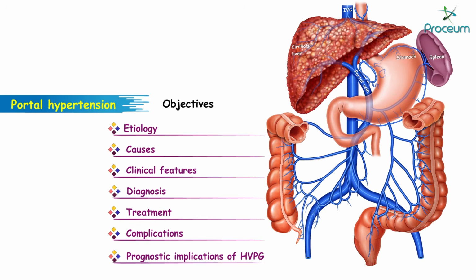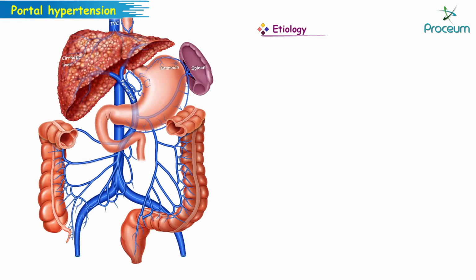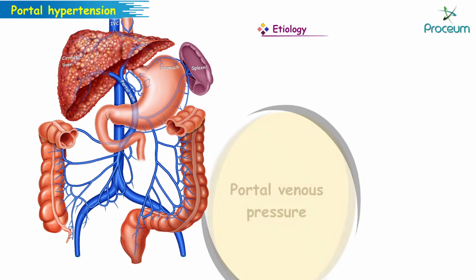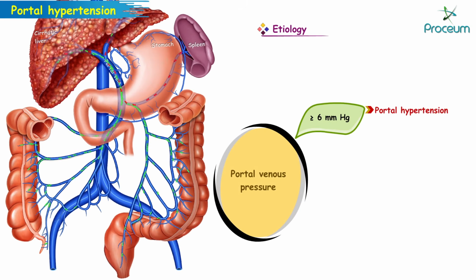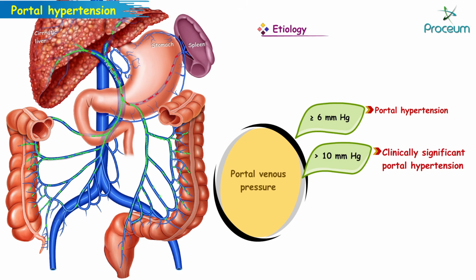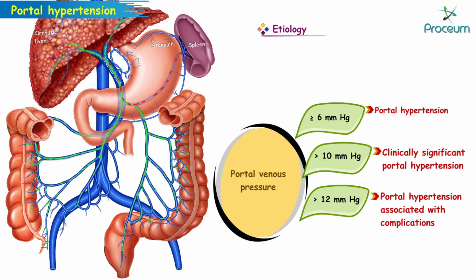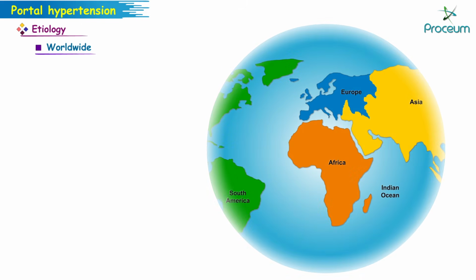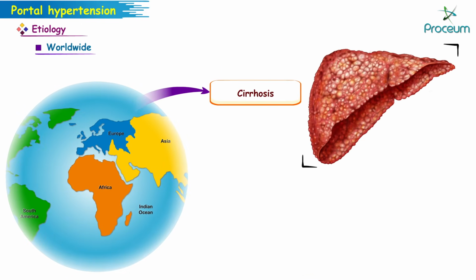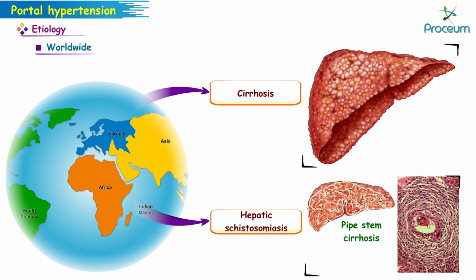In this video, we'll be discussing portal hypertension. Etiology. Portal hypertension is present if the portal venous pressure is at least 6 millimeters of mercury or more, and a portal venous pressure of more than 10 millimeters of mercury is clinically significant, and anything beyond 12 millimeters of mercury is associated with complications. The two most common causes of portal hypertension worldwide are cirrhosis and hepatic schistosomiasis.